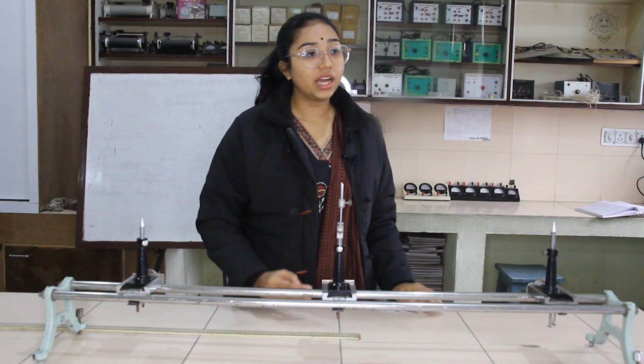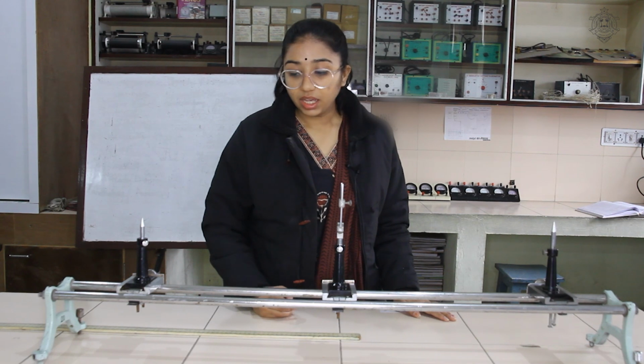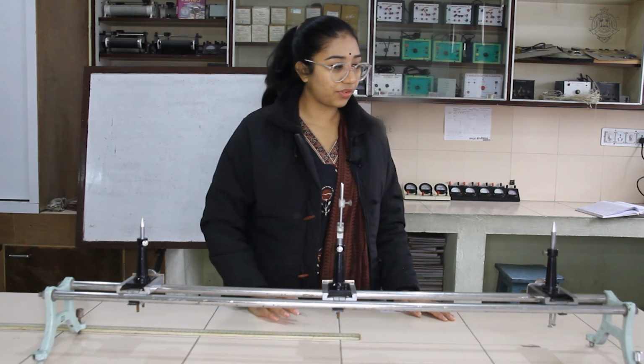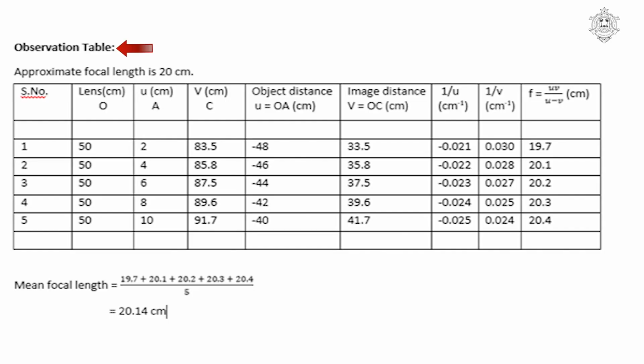Similarly, you can take 5 to 6 readings to draw your graph. Okay students, so this is our observation table for this experiment. First, in the first column we have taken the distance of our lens at point O, which is at 50. Then in the second row we have calculated the distance of the object at point A, which is 2. In our third, we have calculated the value of our image distance at point C, which is 83.5.